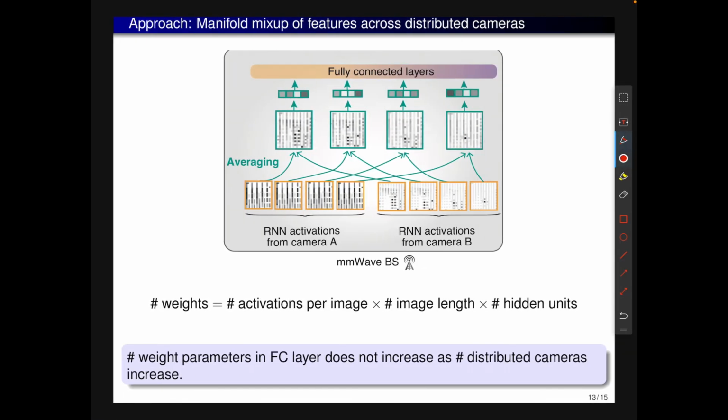Okay, this is our proposal of manifold mix-up based feature aggregation in distributed cameras. The idea is simple. In this case, we average image features into one image and feed it to the fully connected layers. In this case, the size of the image is constant regardless of the number of cameras, and the size of the fully connected layer is constant as well, and that contributes to memory and energy consumption. And that's what our proposal looks like.